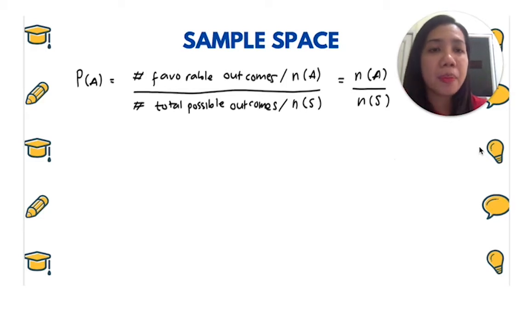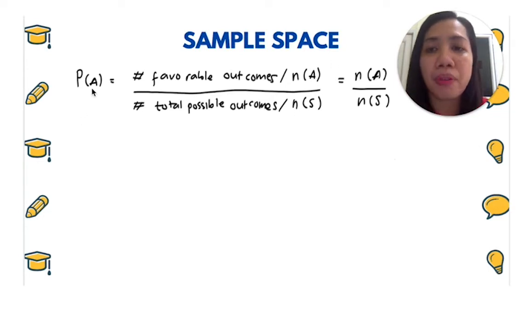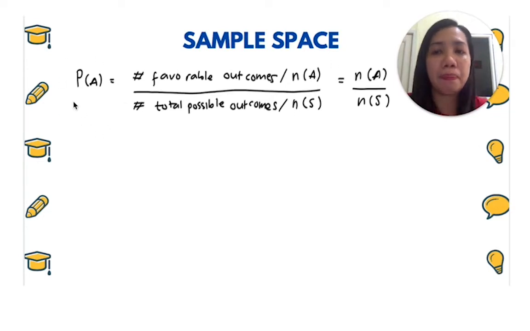What is sample space? Actually, sample space is the prerequisite subtopic before we get into probability. Why? Because it will be used in calculating the probability of an event. Maybe you are familiar with this symbol, P of A. What is P of A? It is the symbol of the probability of event A.